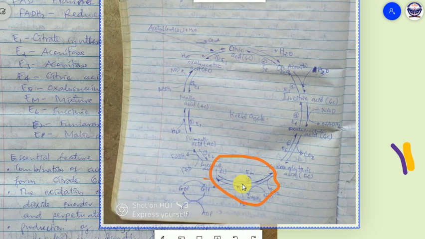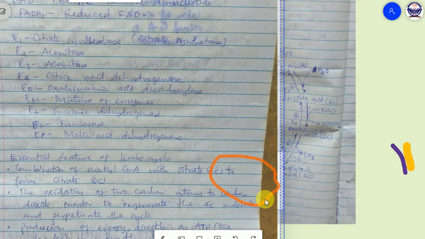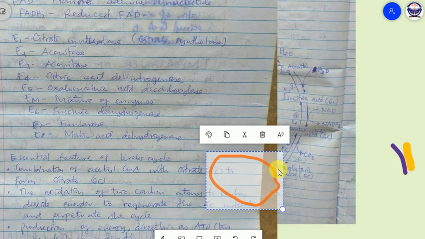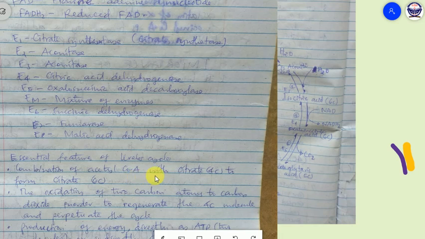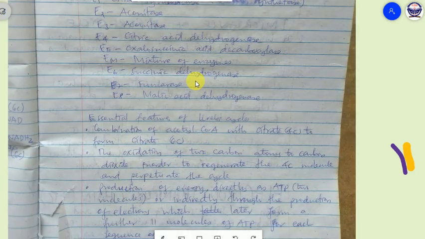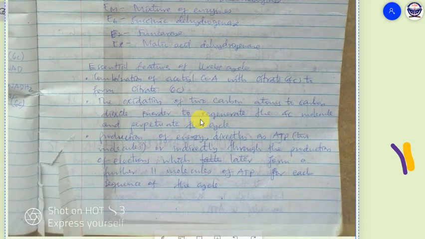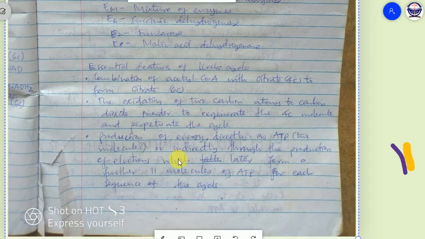Hii reaction ndio ambayo tunasema inakuwa catalyzed by mixture of enzymes, kwa sababu reaction yenyewe ni complex. Lakini from there the reaction nyingine enzyme zake zinajulikana. Enzyme number 6 ni succinate dehydrogenase formaldehyde. So yeah, tuna essential features of Krebs cycle.